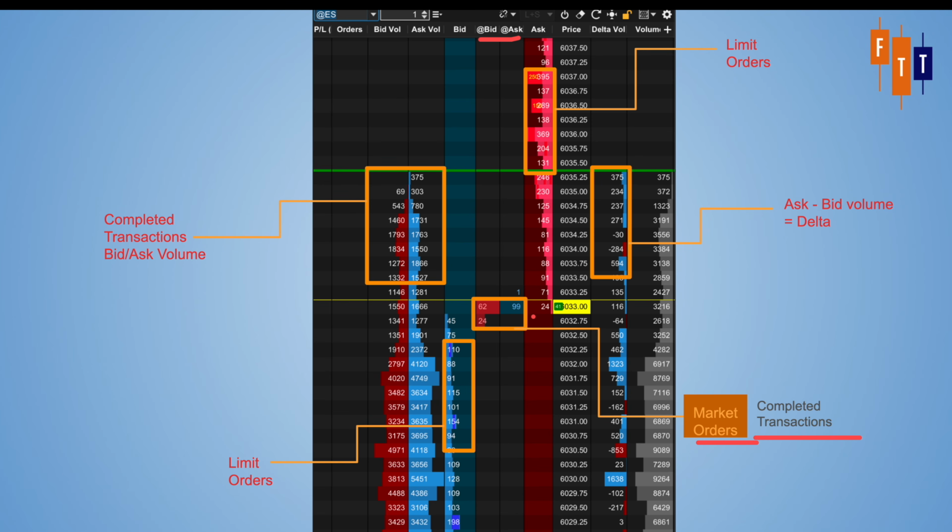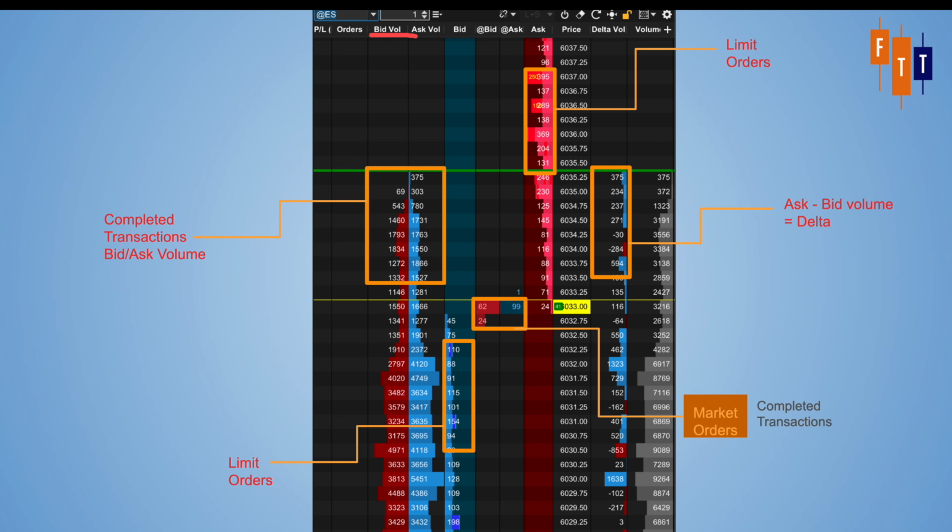All right, so the middle is market orders and they're color coded. A market sell has to hit the bid in order to be a completed transaction, and a market buy has to hit the ask to be a completed transaction. The at ask is market buys, and the at bid is market sells, and they're color coded.